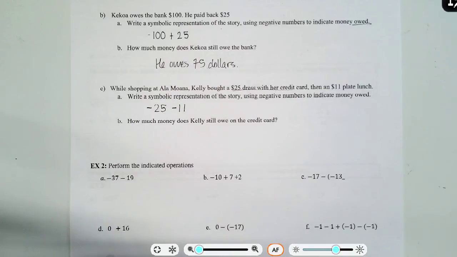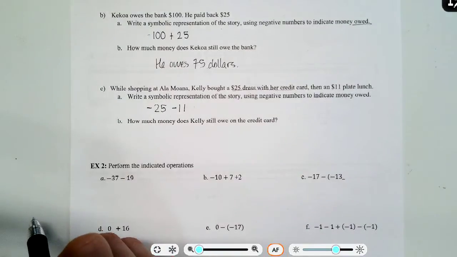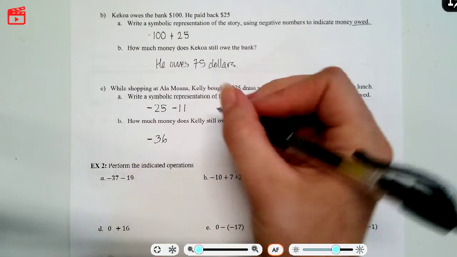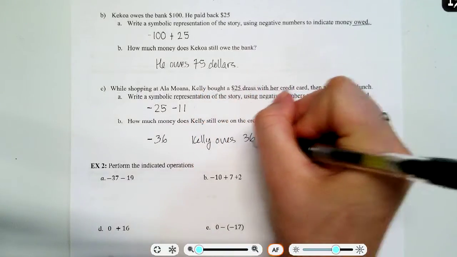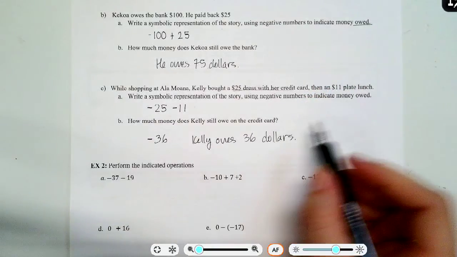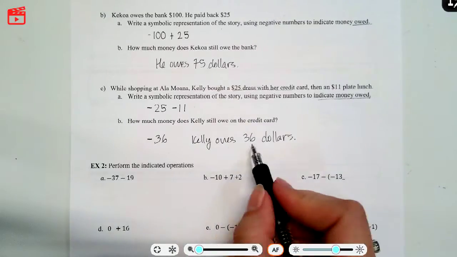So how much money does Kelly still owe on the credit card? Well, the amount she owes is these two amounts combined, which is going to be negative 36. So the sentence is, Kelly owes $36. Because remember, owes is when we're talking about money owed.